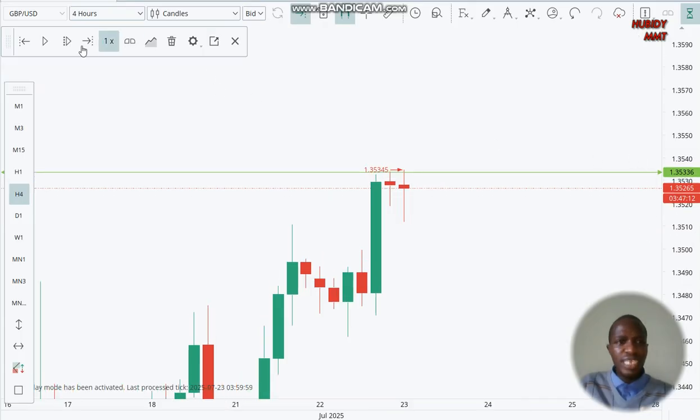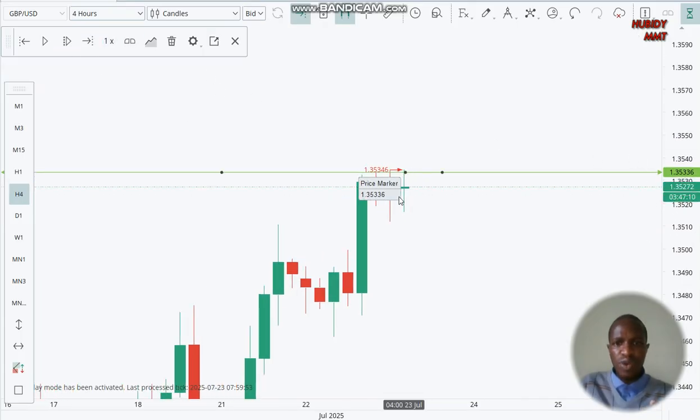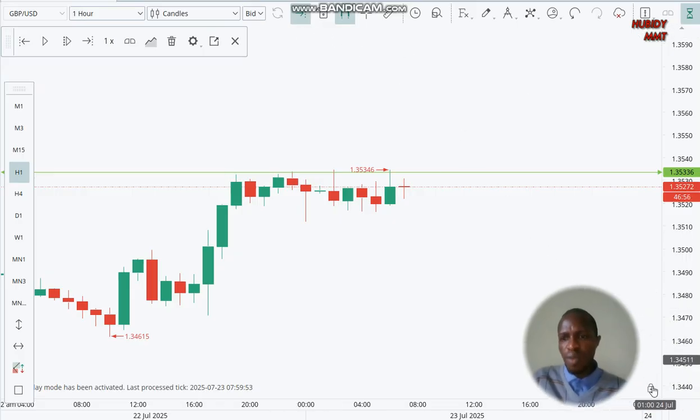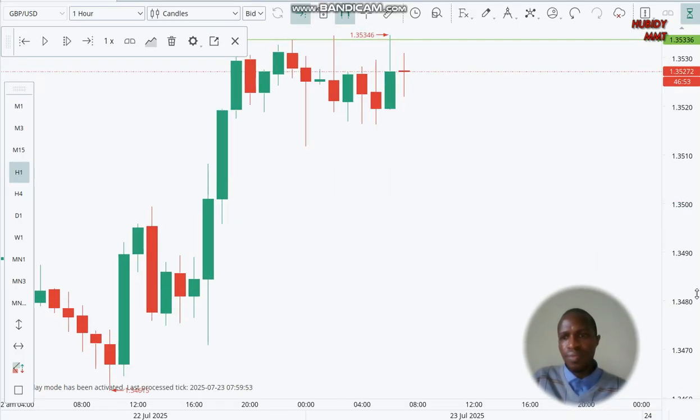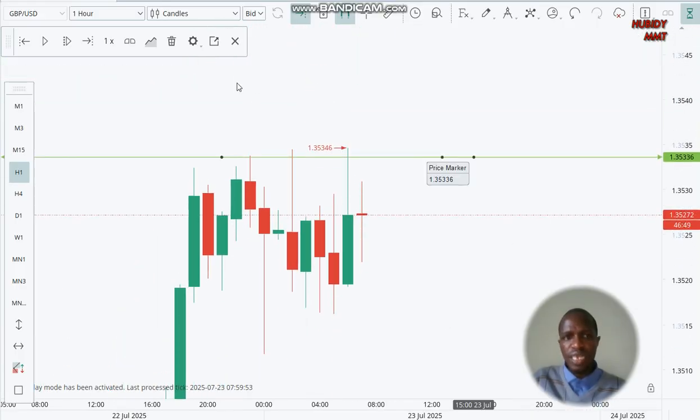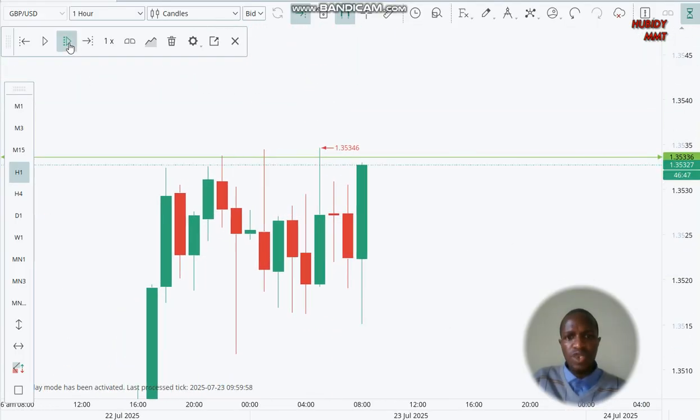So let's play the first 4-hour candle, and we got this candle. It did not close. So coming to the second 4-hour candle, this is what we wanted to trade. So we switch to 1 hour to get our bias. So when I switch to 1 hour, I wanted to expand. So let me play 2 candles, 1, 2.